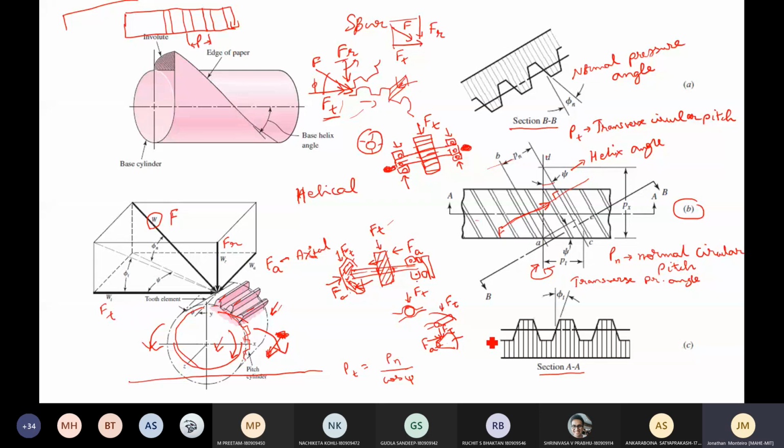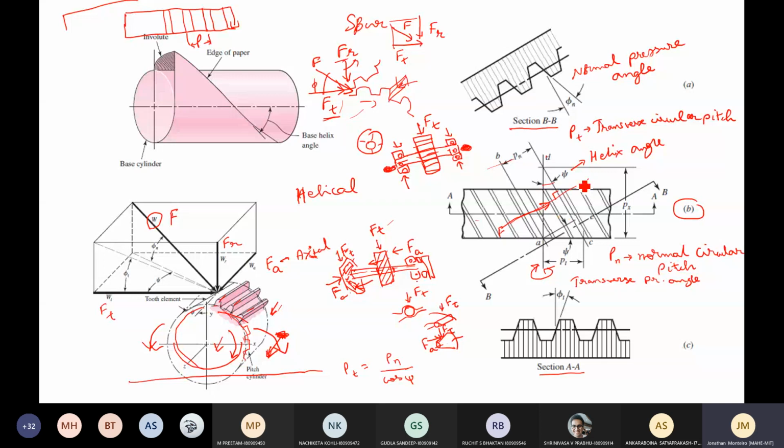Now you can understand, suppose the helix angle becomes 0. Of course there is no helical gear with helix angle 0, but just in case psi is equal to 0, then cos of 0 is 1. So Pt is equal to Pn. When psi becomes 0, it is actually a spur gear, and Pt will be equal to Pn. Fine. Then there is one more relationship that we can understand trigonometrically.